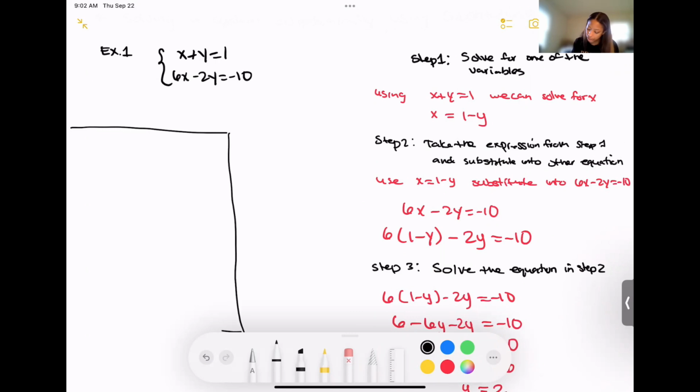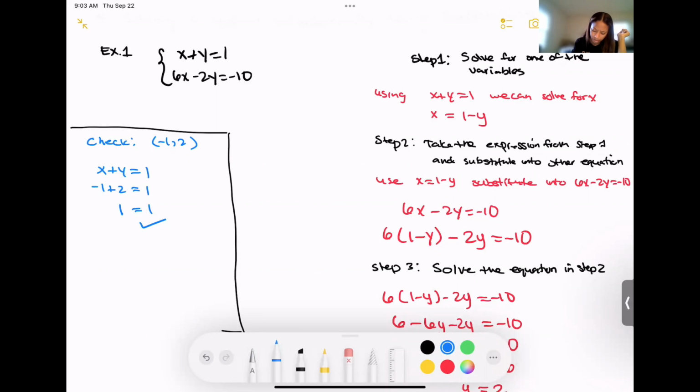Okay, let's check our answer. We got that the solution was negative 1 comma 2. That means if we plug in negative 1 for x and 2 for y into either of these equations, we should get a true statement. Okay, so for equation 1, x plus y equals 1. That would be negative 1 plus 2 equals 1. Does negative 1 plus 2 equal 1? Yes, 1 equals 1. That checks out. So this ordered pair does work for the first line.